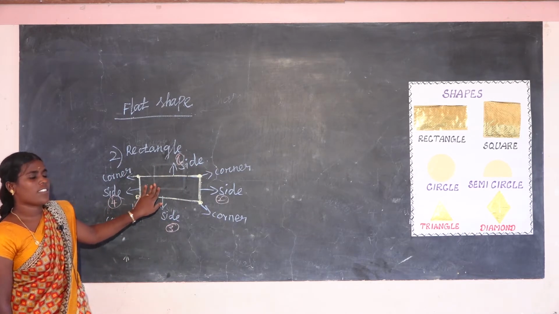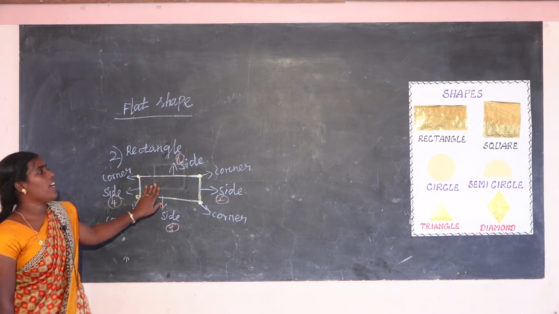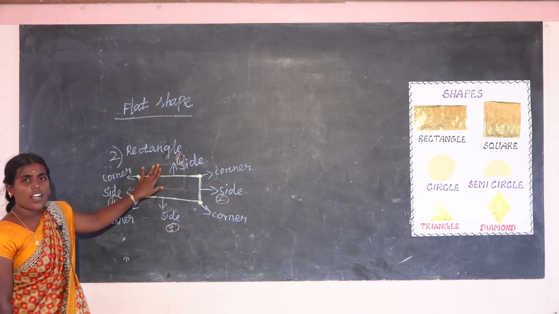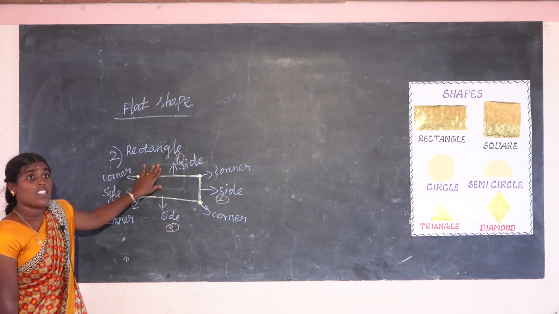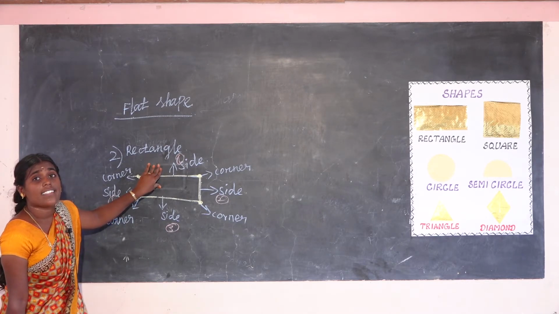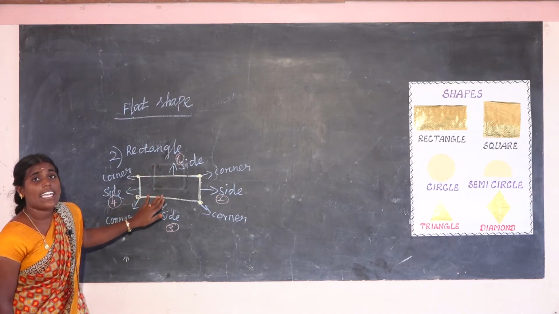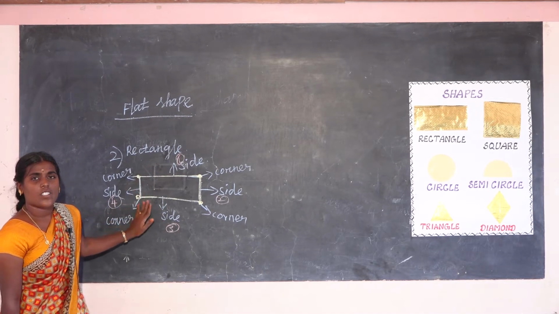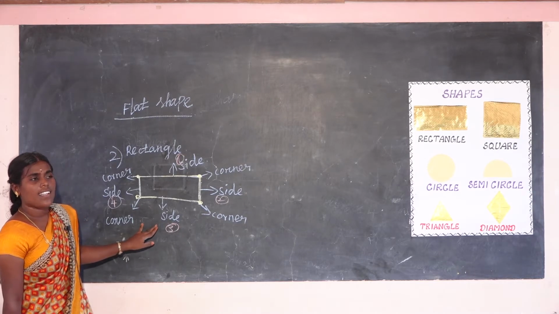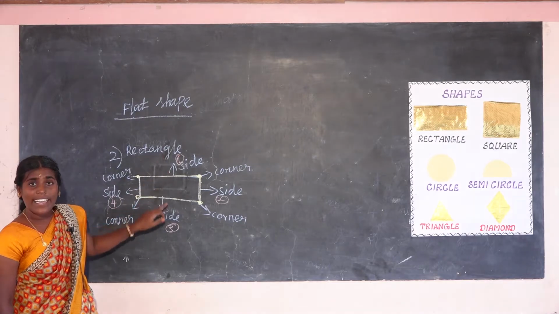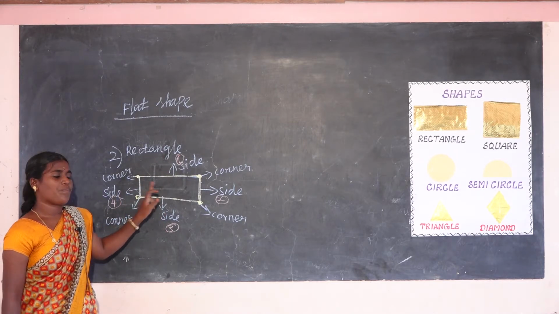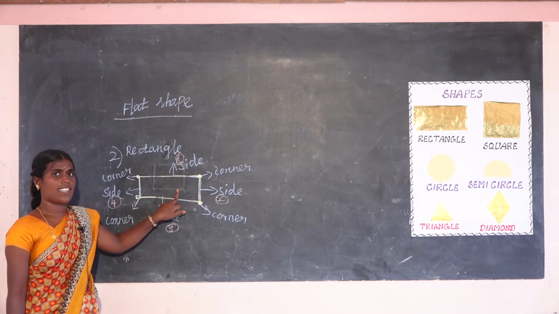It also looks the same as a square. Four corners and four sides. Next, the square has all sides equal, but the rectangle has only opposite sides equal. What is this? In the rectangle, only opposite sides are equal. The square has all sides equal.